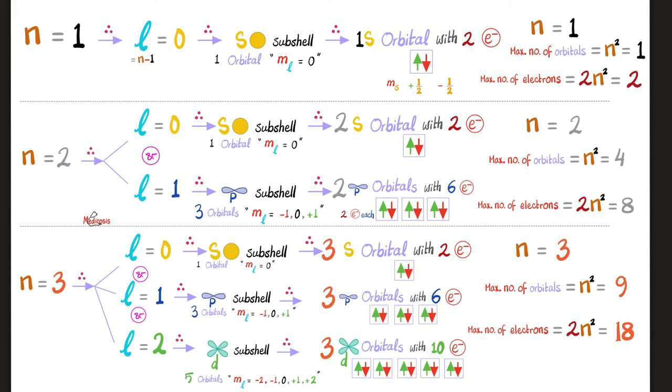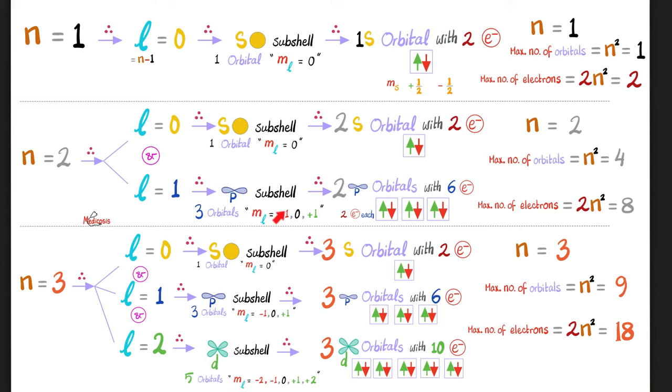And I also have the P subshell, and the P subshell has L equals 1, because 2 minus 1 is 1. This lovely P subshell has how many orbitals? 3 orbitals, carrying 6 electrons maximum. If you have 3 orbitals, then you have 3 magnetic quantum numbers.